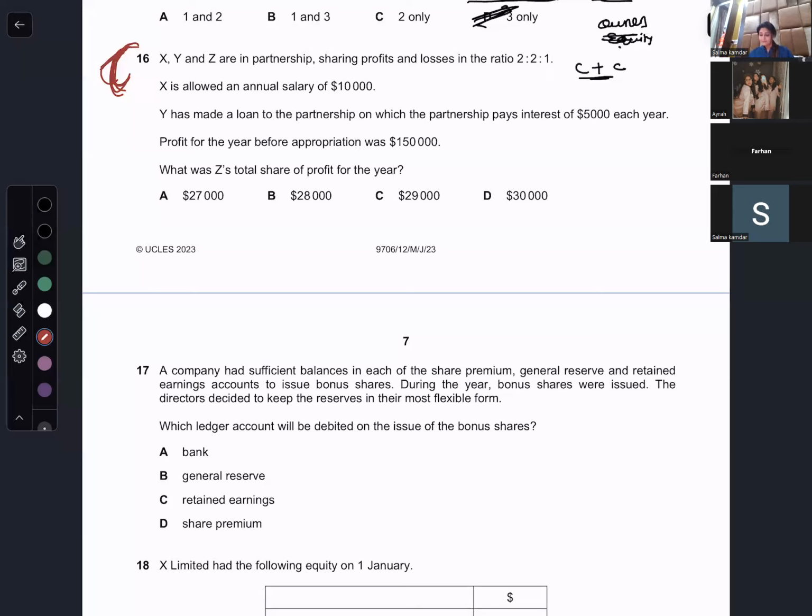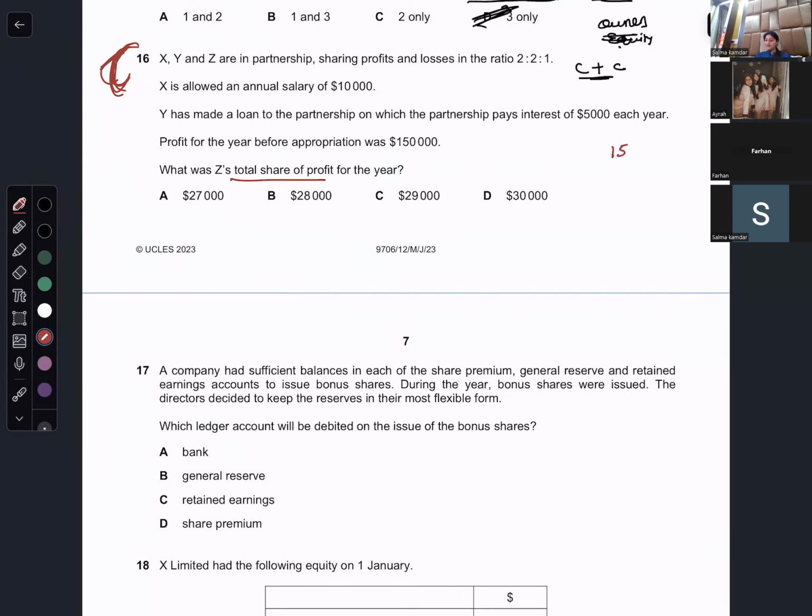I'll read. Okay. So question number 16. X, Y, and Z are in partnership, sharing profits and losses in the ratio 2 is to 2 is to 1. X is allowed an annual salary of 10,000. Y has made a loan to the partnership on which the partnership pays interest of 5,000 each year. Profit for the year before appropriation was 150,000. So they want Z's full share of profit.